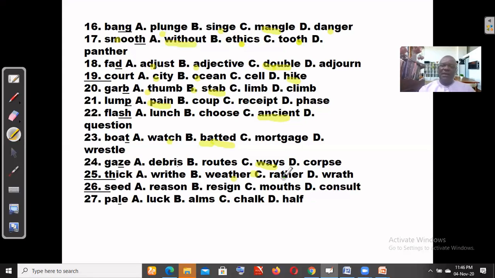Option C is rather. Again, this is voiced, so we are looking for the voiceless. Option D is wrath, the wrath of God. Now, this is actually the answer. Wrath, wrath.